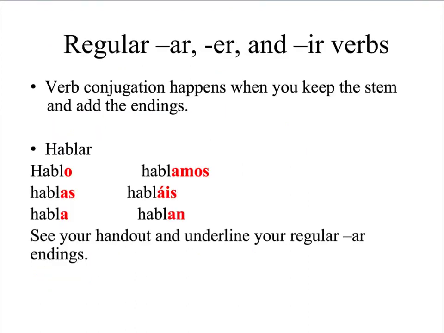When we talk about regular AR, ER, and IR verb endings, verb conjugation happens when you keep the stem and you add the ending. So in hablar, our stem is HABL, and then we add our endings to it. Please take a moment and record your regular AR endings.